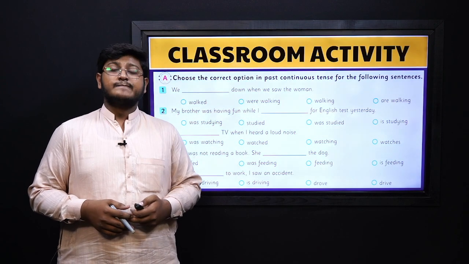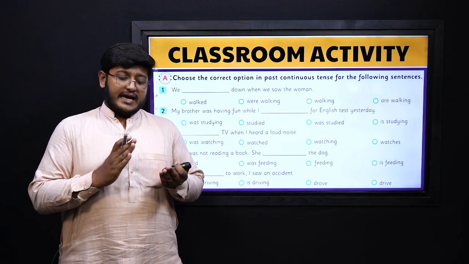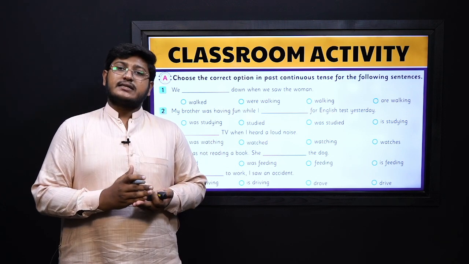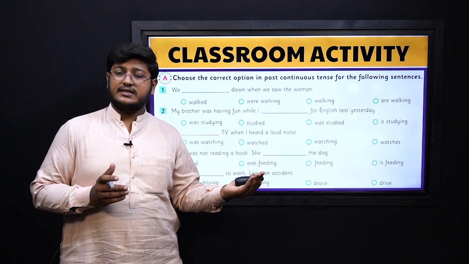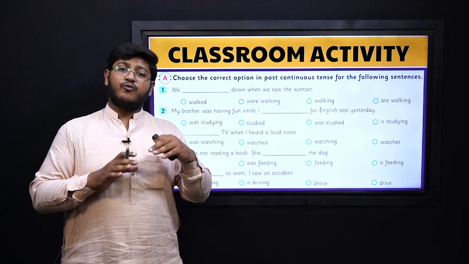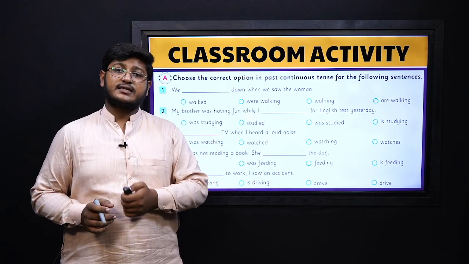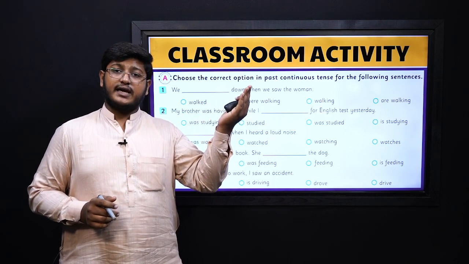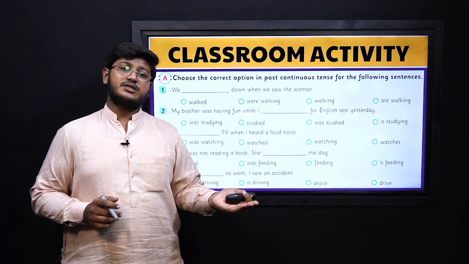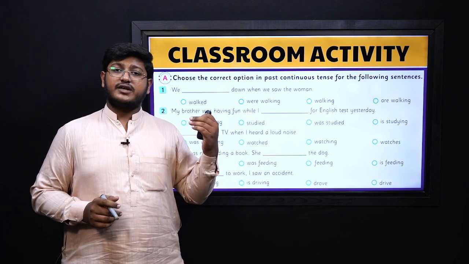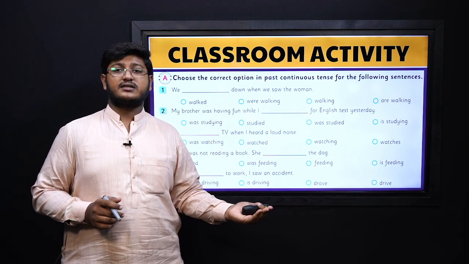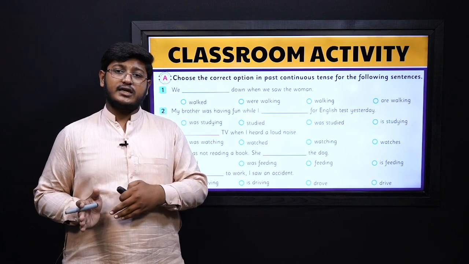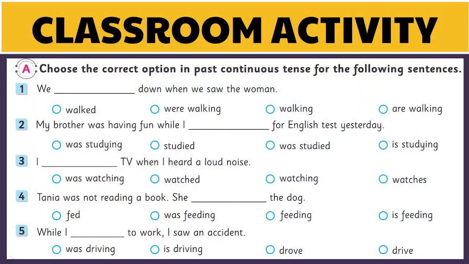Let's go further. So we have read what past continuous tense is used to refer to, which type of actions are presented in the past continuous tense. Then we have read the structure of past continuous tense, how to make negative sentences, and how to make interrogative forms. So according to your knowledge, attempt this classroom activity. It is also concerned with the past continuous tense.